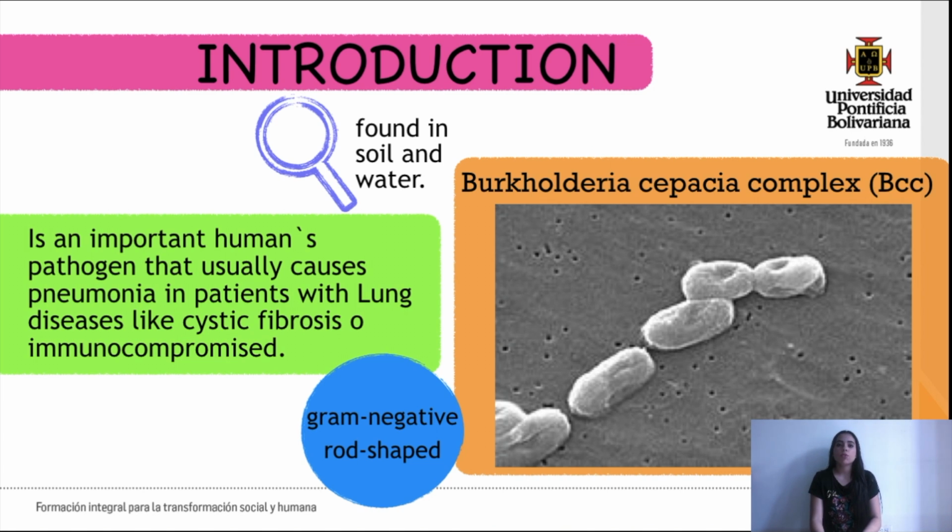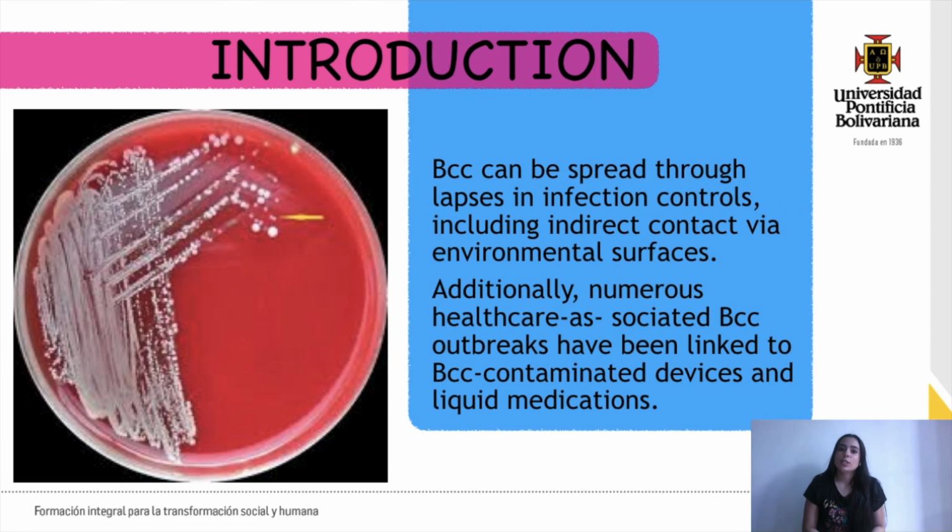It is a gram-negative rod-shaped bacteria that we can find in soil and water. It's an important human pathogen that causes pneumonia in patients with lung disease like cystic fibrosis or in patients that are immunocompromised. This bacteria can be spread by two types of routes.